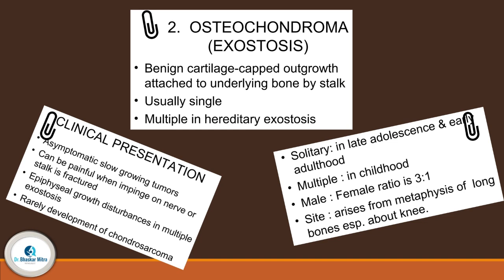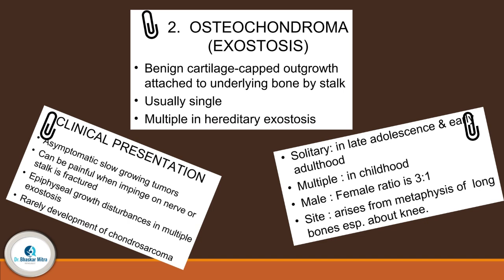First is the osteochondroma. Commonly we know this as exostosis. It is a benign cartilage capped outgrowth attached to the underlying bone. Okay, it may be single, it may be multiple, or it may have a hereditary component. It's a slow growing tumor and is painful when it impinges over the nerve stalk or when there is a fracture. And it disturbs epiphyseal growth, or what we can say, it's a misdirected growth of the bone from the epiphysis.